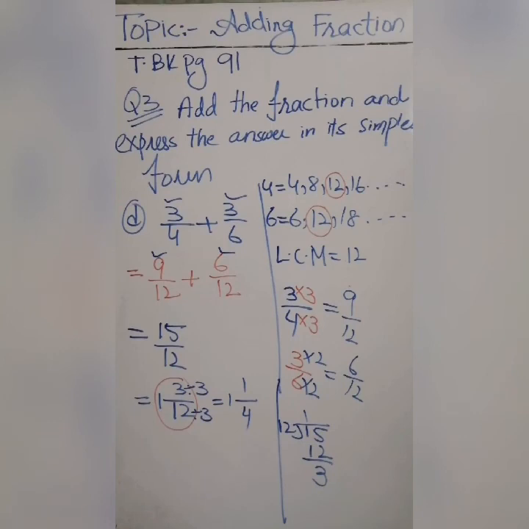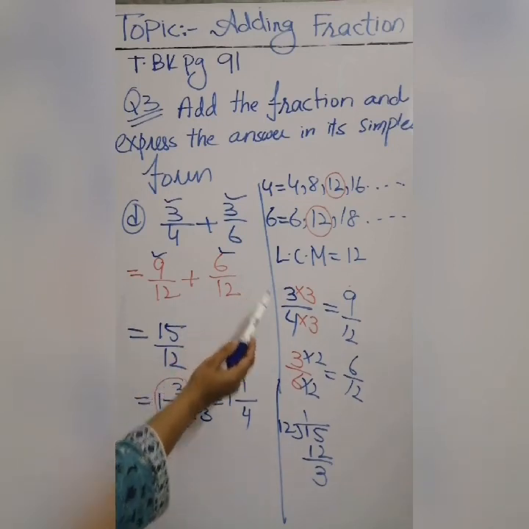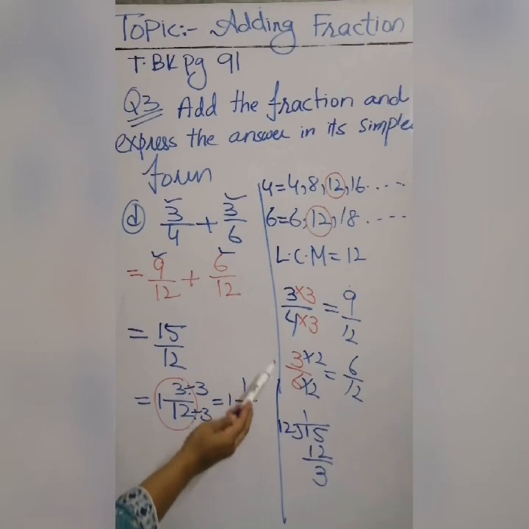Hope you all understand today's topic, adding fractions. If we have the same denominators, we add directly. If we have different denominators, we find their LCM and then make the fractions, converting them into equivalent fractions with the same denominators.